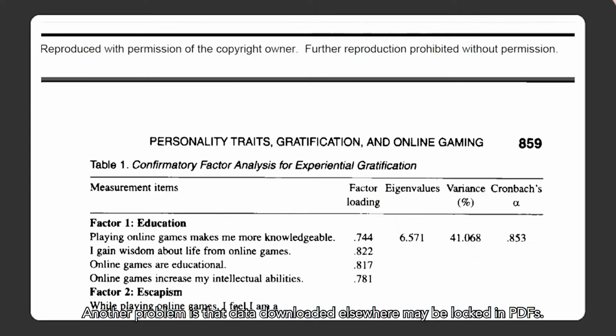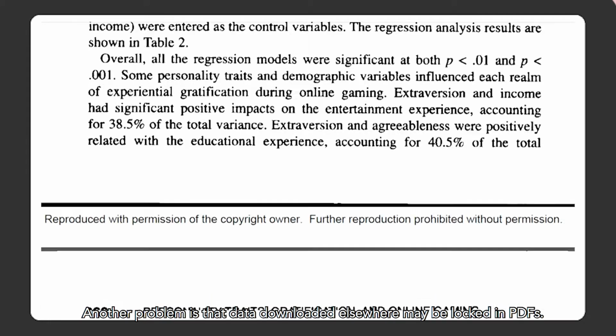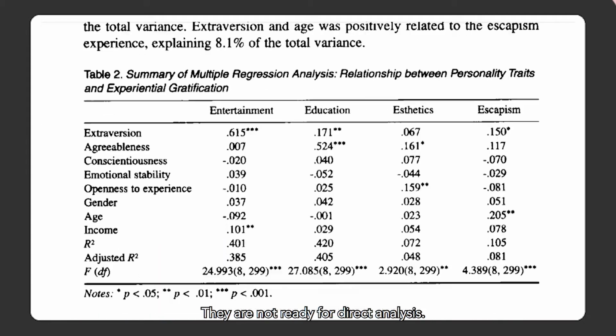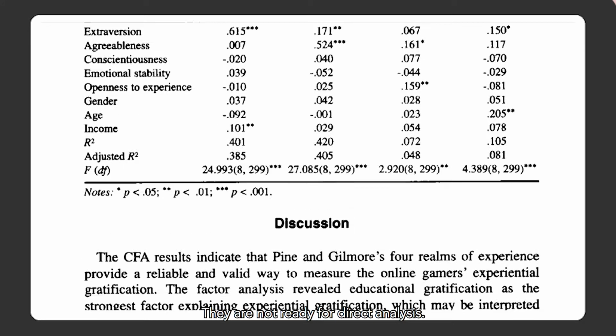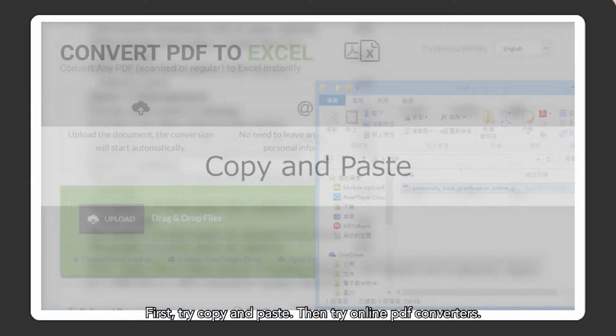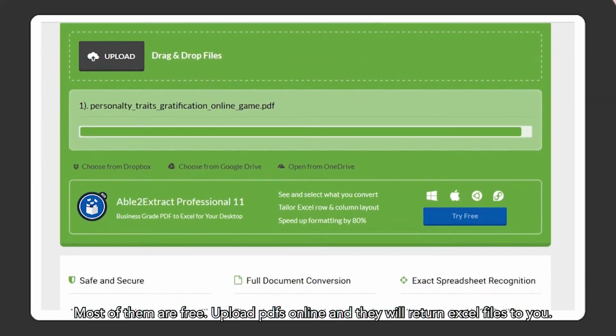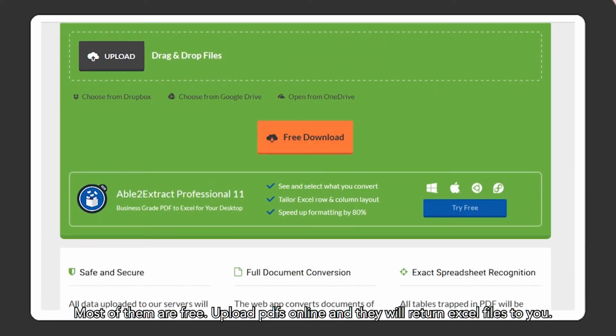Another problem is that data downloaded elsewhere may be locked in PDFs. They are not ready for direct analysis. How to get the data out of the PDFs? First, try copy and paste. Then, try online PDF converters. Most of them are free. Upload PDFs online and they will return Excel files to you.